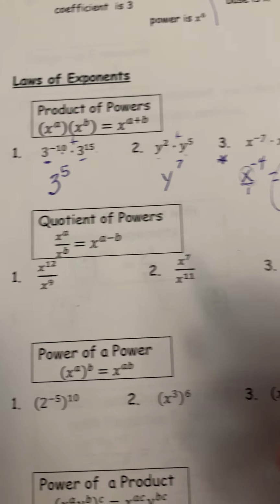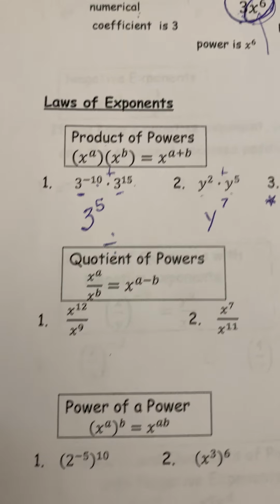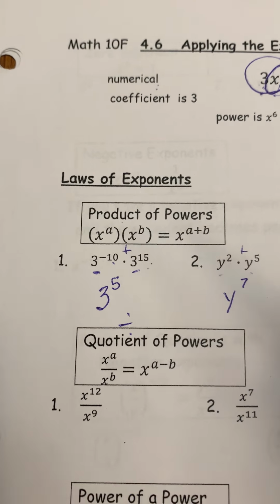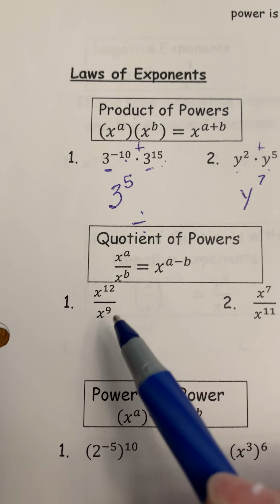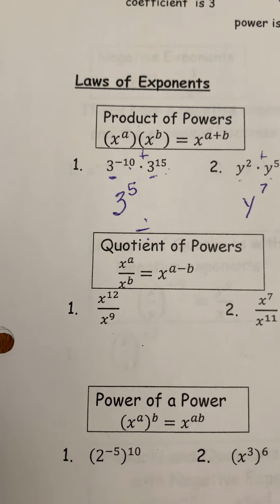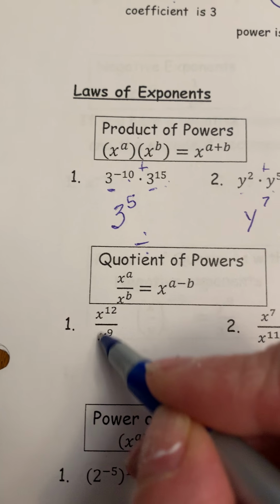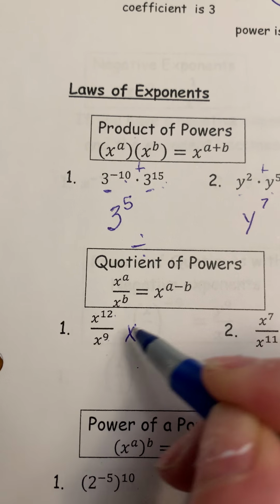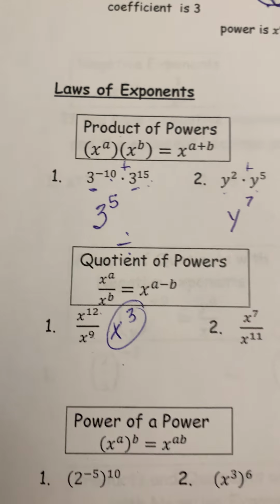Okay, so now we're moving on to the next one. Quotient just means when we're dividing. So when we multiply, we add the exponents. You might remember from grade 9, when we divide, we subtract the exponents. So bases are the same, and 12 minus 9 is 3, and that's our final answer.